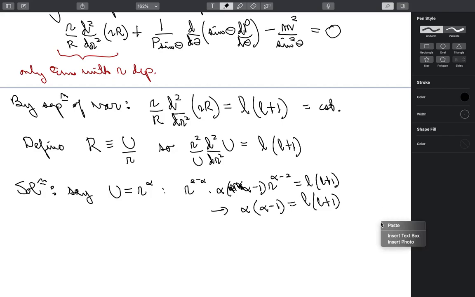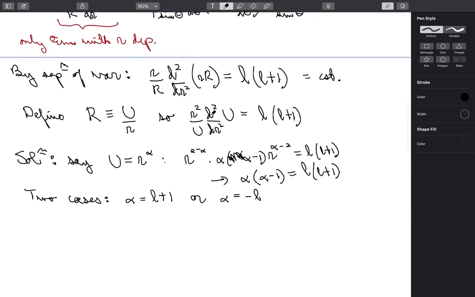So I've got two cases. I can put this alpha is equal to L plus 1, in which case this thing becomes equal to this, and this becomes to this. Or I can put this alpha equal to minus L. And these are the two solutions that I have for this second order differential equation.